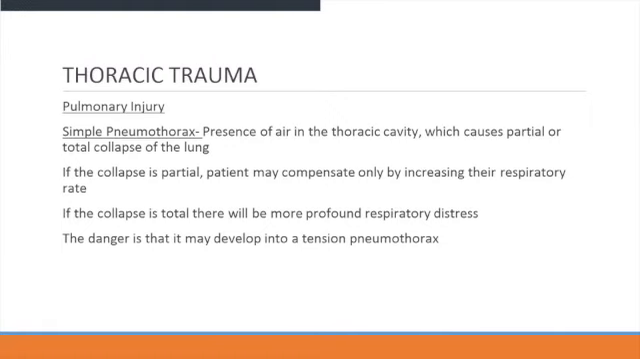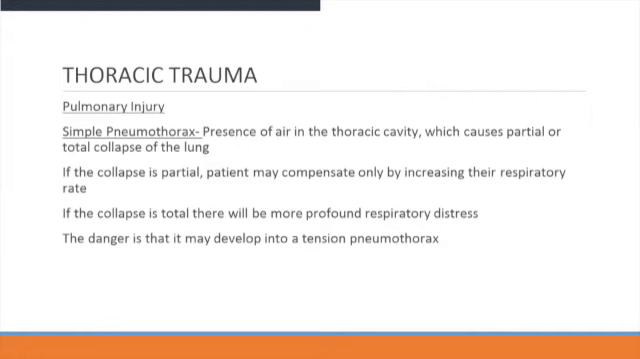All right, so simple pneumothorax, a pulmonary injury. This is the presence of air in the thoracic cavity, which causes a partial or total collapse of the lung. If the collapse is partial, patients may compensate only by increasing the respiratory rate. If the collapse is total, there will be more profound respiratory distress.